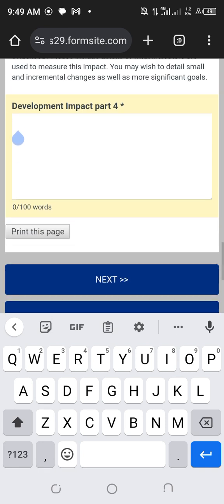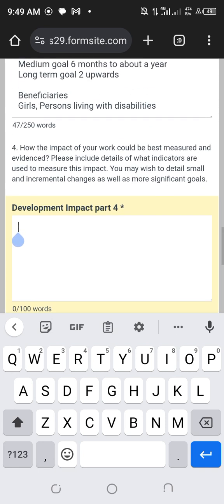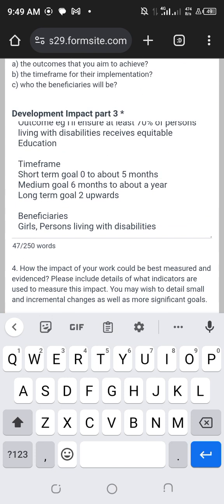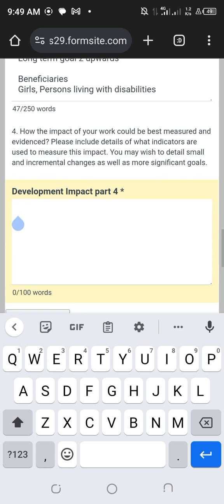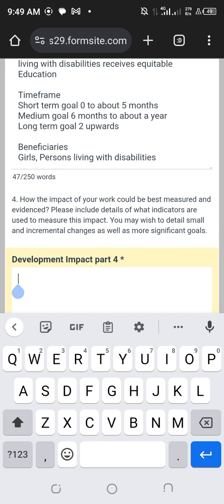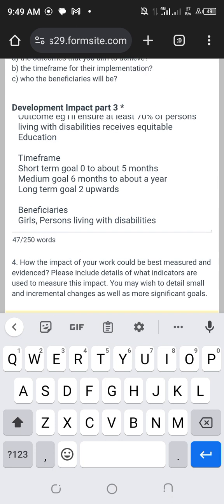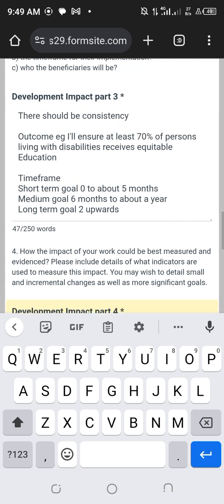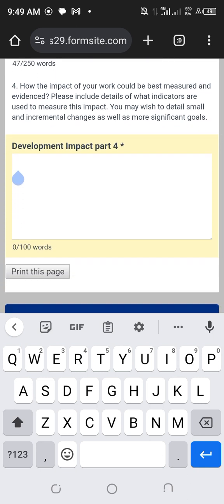And I assure you, if you bring out a good essay, you're really going to make it. Your essays will give you a pass. So just take your time, carefully write your essays, give figures, but still be brief. So just pick the main points, be specific, be direct, and explain all within the confines of the words stated there. Like this development impact part 4, there are 100 words.